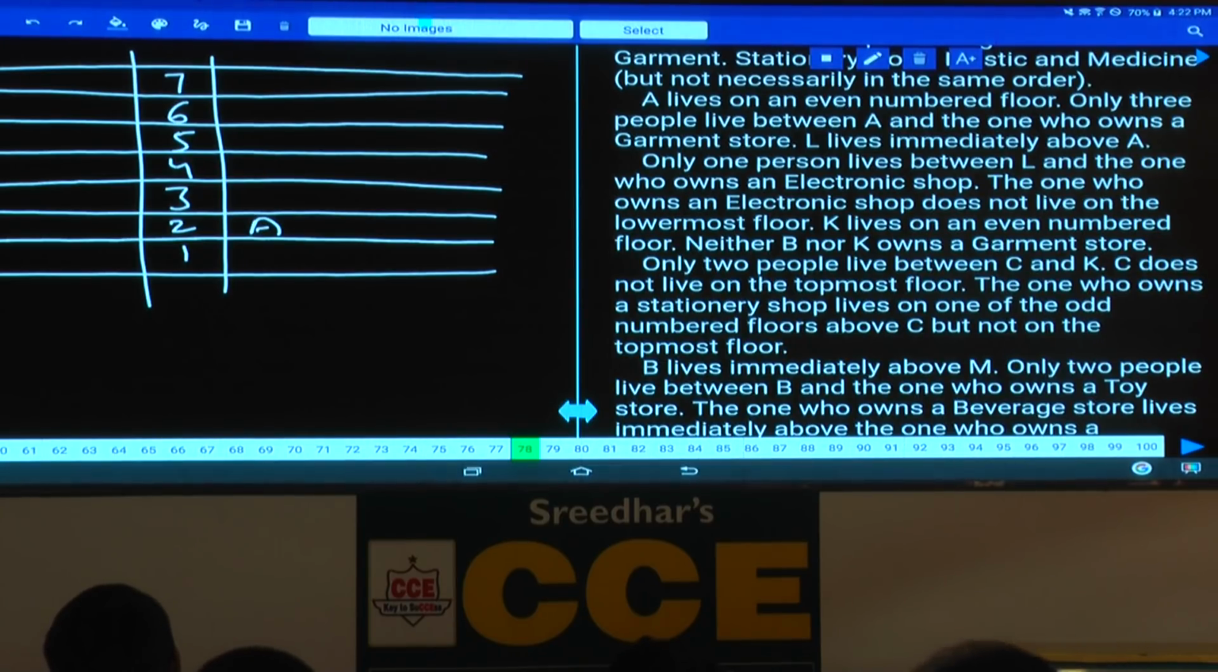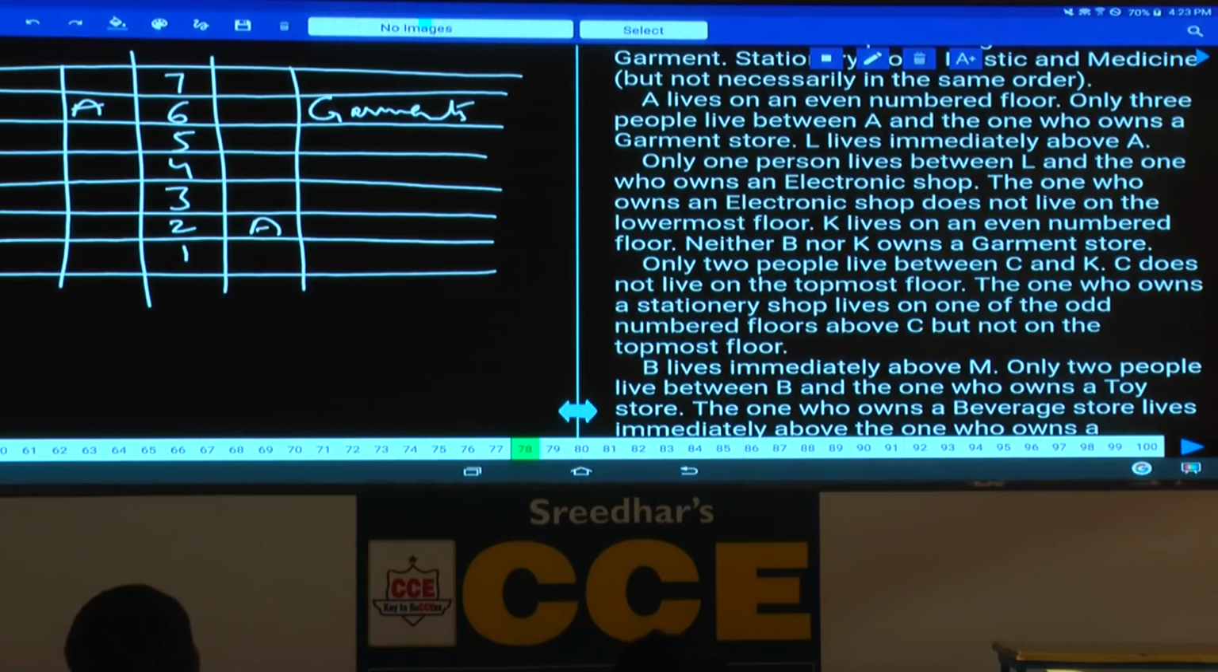Only 3 people live between A and the one who owns garment. Now if A is here, 1, 2, 3, the person who owns garment will be on floor number 6. This is one possibility. Then the second possibility wherein A is on the 4th floor. Now can A be on the 4th floor? No. If A is on the 4th floor, 3 persons living in between A and the garment is ruled out. Hence, though earlier we discussed A could be on 2nd, 4th and 6th, 4 is ruled out. Now we are left with A on the 2nd floor or on the 6th floor.